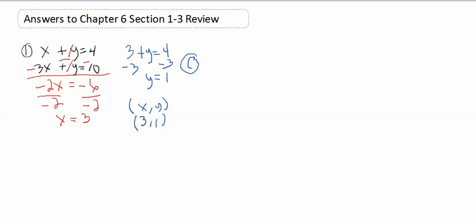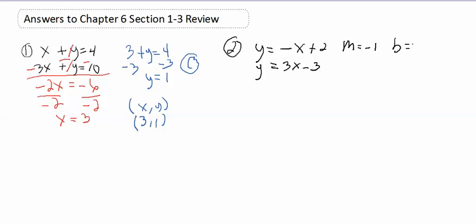Okay, now we're going to do number 2. Y is equal to -x plus 2 and 3x minus 3. And they give you graphs. So what I'm going to do is go through and look for the first one where the slope is -1 and the b is +2, and the second one where the slope is 3 and the b is -3.